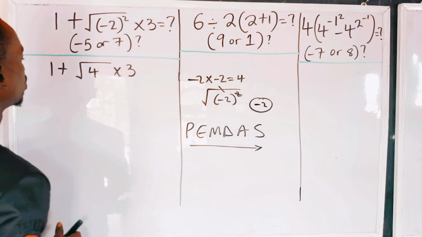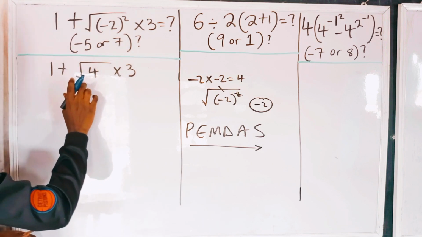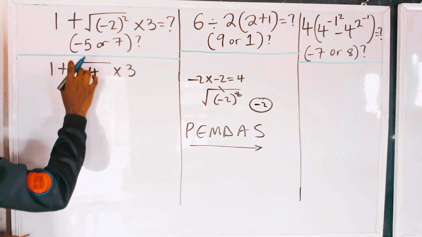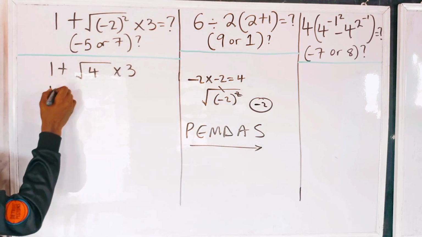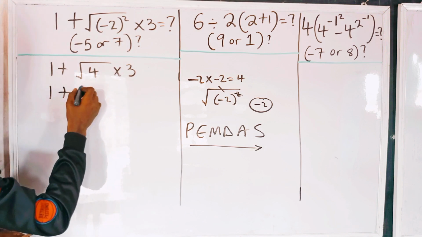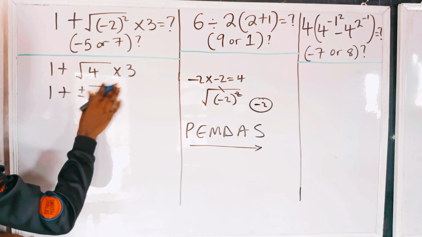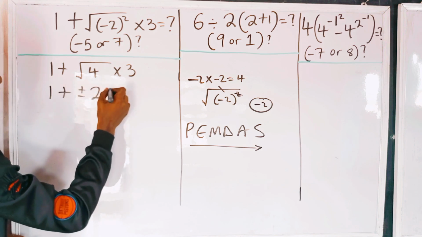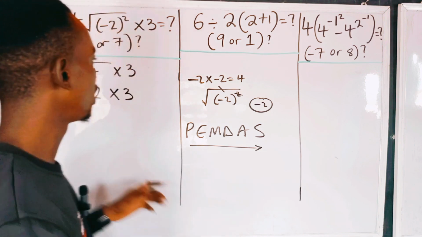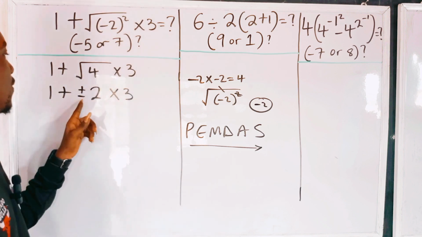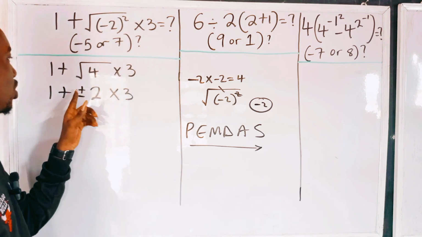The next thing to do from here is, we're still going to be doing the exponents, because this square root is also an exponent, a fractional power. So the next thing here will be 1 plus square root of 4, which is plus or minus 2, times 3. Now, I intentionally put that plus or minus, because in many of our simplifications, we used to skip the negative answer.